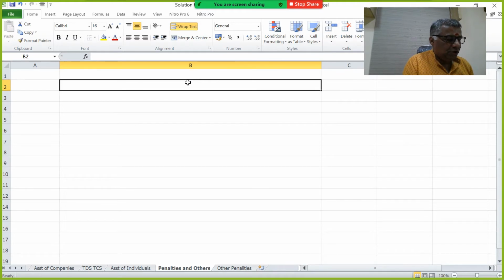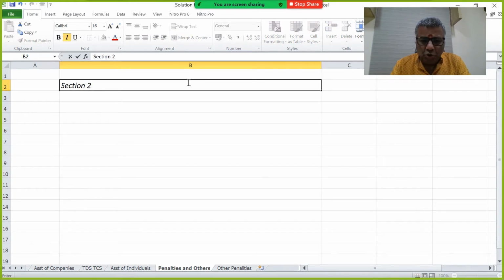So I am going to take you through some of the provisions in a very short manner, so that you are very clear. Section 269SS: accepting of loans, deposits, and any similar sum.